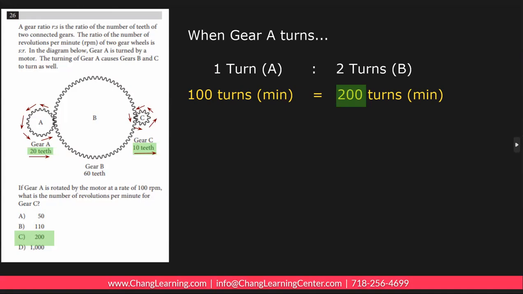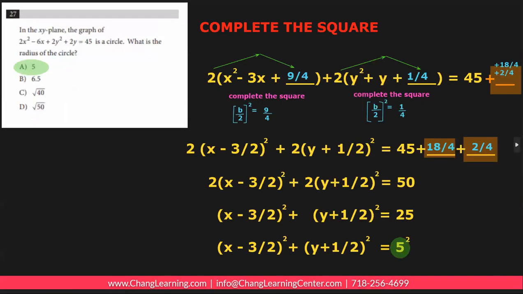So since it's turning at 100 cranks per minute, that will turn gear C, not B as it's written here, 200 turns, and the correct answer is C for question 26. Question 27.